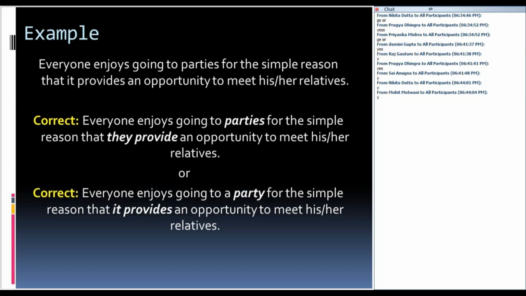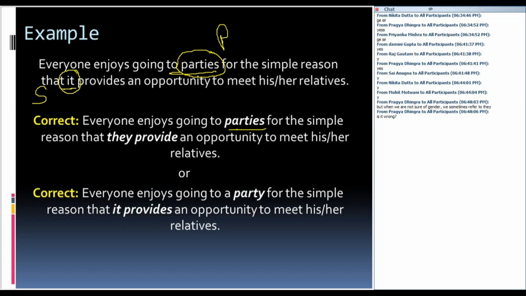Okay, other examples are here. "Everyone enjoys going to parties for the simple reason that it provides an opportunity to meet his or her relatives." The problem is that parties is plural. So what provides an opportunity? The parties provide an opportunity to meet relatives. Parties is plural, and I have used a pronoun here which is singular. That is why it is wrong. I can either make both of them plural. If I want to use parties, then I'll have to use they. Or if I want to make it singular, party, then I will have to use it. Okay?